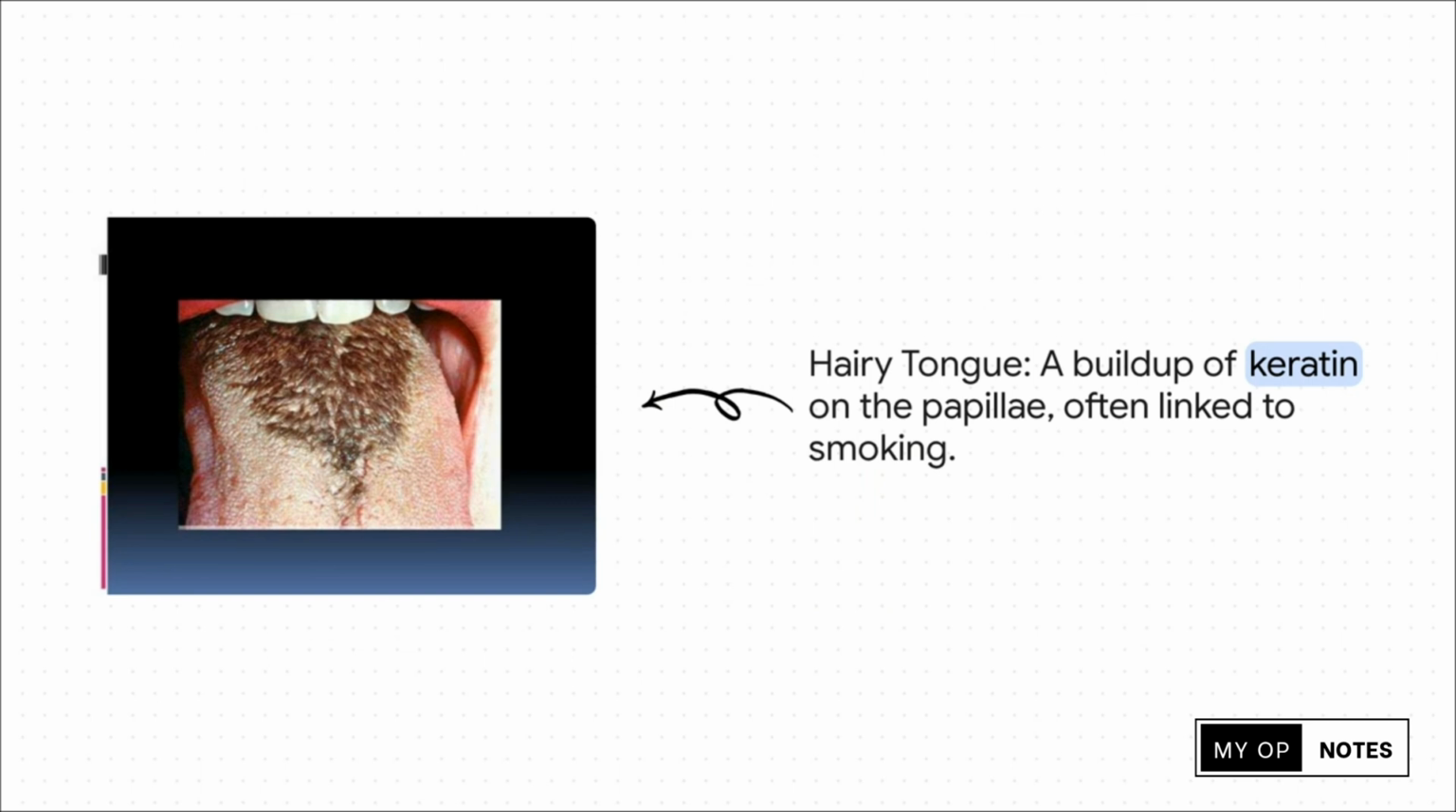Okay, and then there's this. This is called hairy tongue. And yeah, I know, it looks alarming, but it's actually a benign condition. What you're looking at is a major buildup of keratin, that's the same tough protein that makes up our hair and nails, on those little bumps on the tongue, the filiform papillae. This can be linked to a bunch of different factors, but heavy smoking is a really common one.